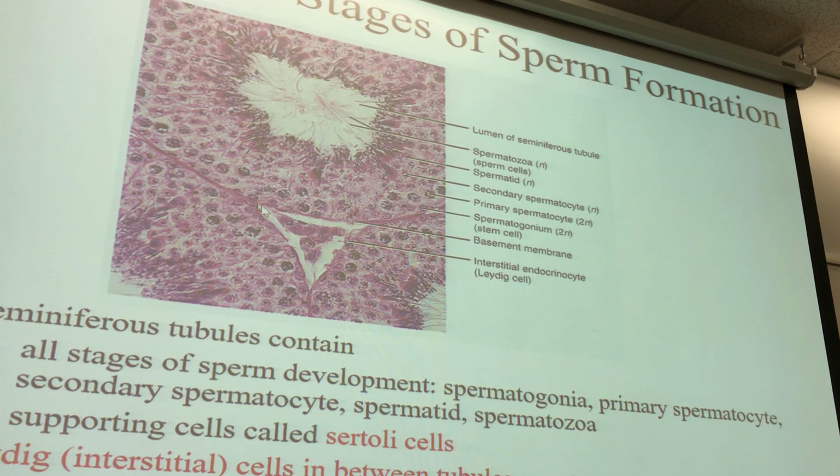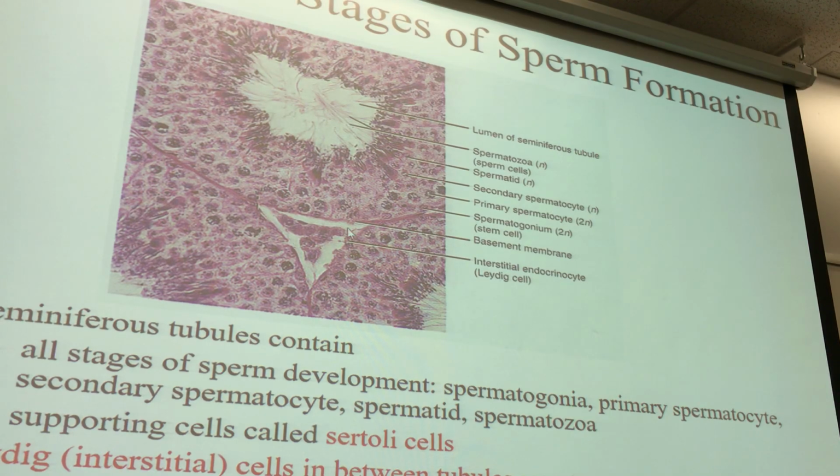So they're just showing you, like, here's the lumen of the seminiferous tubule. The cells out here are the stem cells that then undergo meiosis, and as they finish meiosis, they then start to become sperm cells. Those sperm cells then get released into the lumen of the seminiferous tubule, and then it's going to go to the epididymis, where it matures even more.